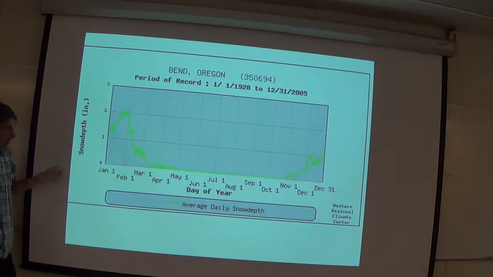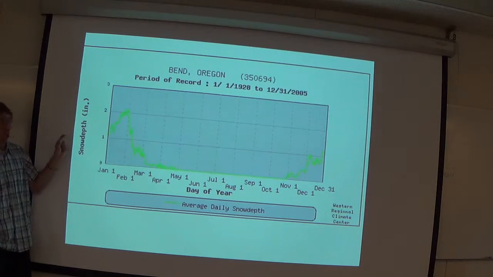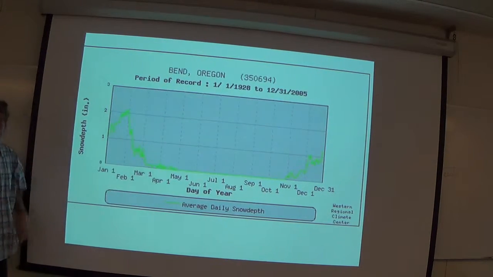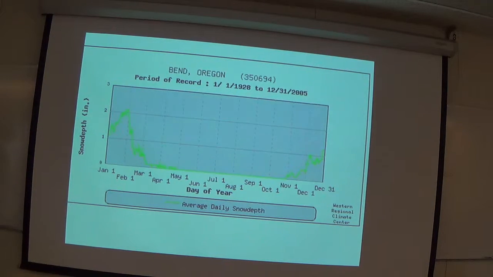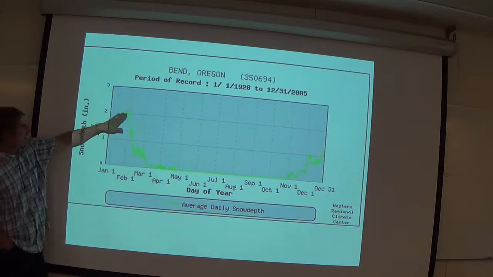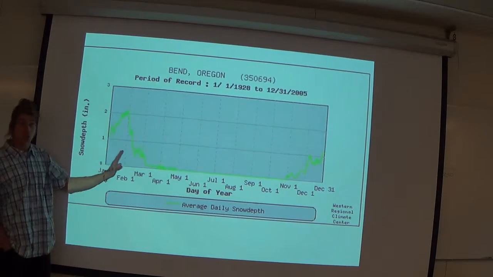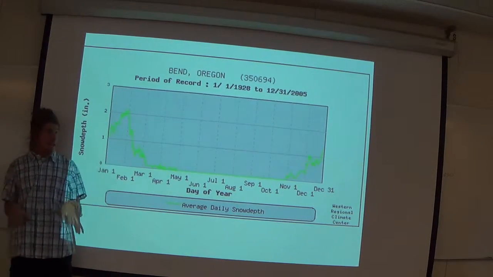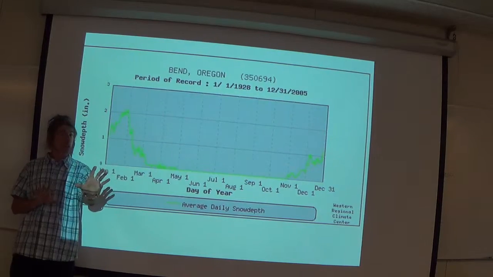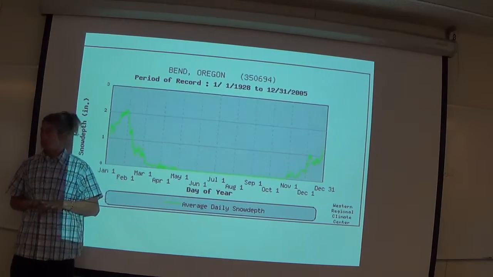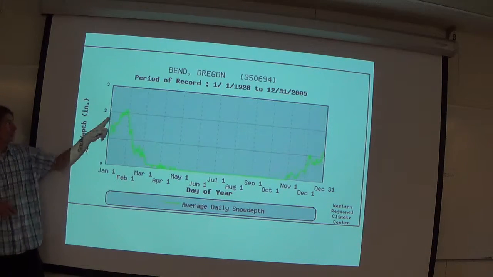So this is average annual snow depth on the ground from January 1st to December 31st. Isn't this interesting? There is a spike around February 1st, it looks like. So the month of January is a good snow month in the town of Bend. This is in the town of Bend. This isn't Bachelor, obviously. They went out of business. So this is the town of Bend. But look at the average annual snow depth.